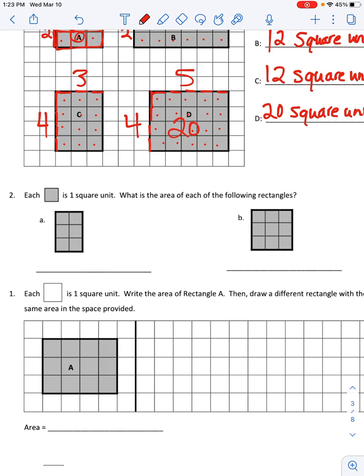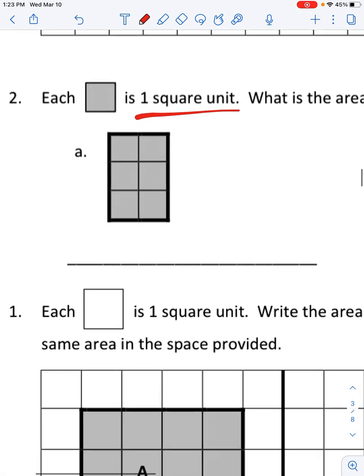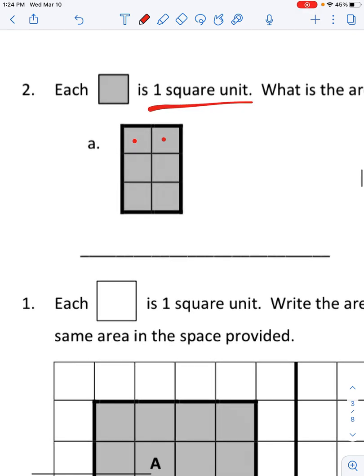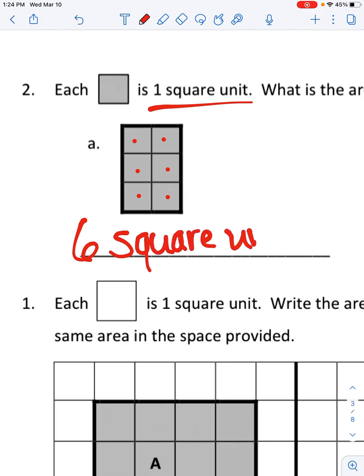Now it says each square is 1 square unit, so same type of thing. What is the area of each of the following rectangles? It just doesn't have that white grid background now, but that doesn't make it too hard for me. I can just count the squares. 1, 2, 3, 4, 5, 6. So this is 6 square units.